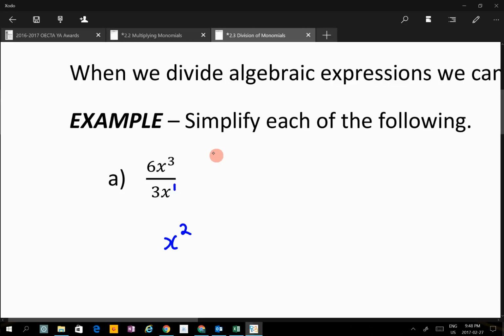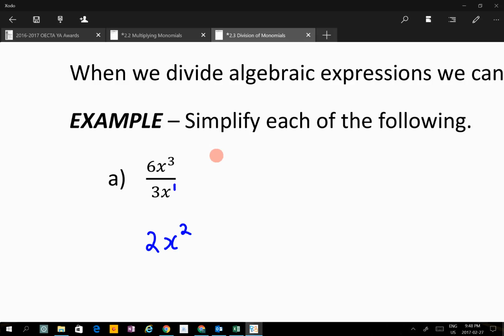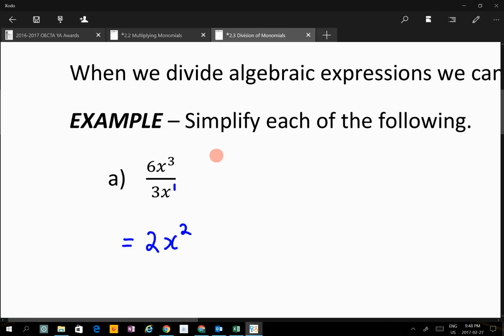And 6 divided by 3, you take care of that just like you would with any other fraction. You just reduce it, so 6 over 3, 6 divided by 3 is 2. Or I divide the top and the bottom by 3. And that's all there is to it. And this is the end result, 2x squared. There are other ways of doing this as well.